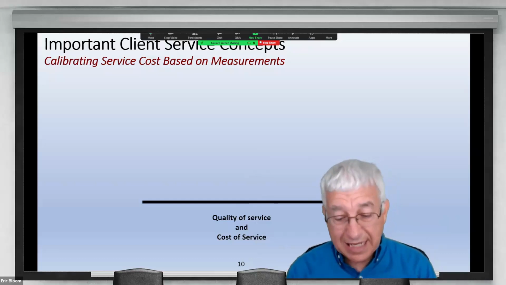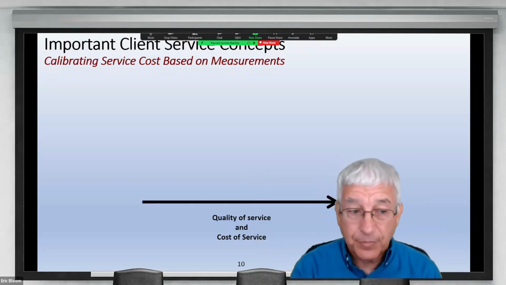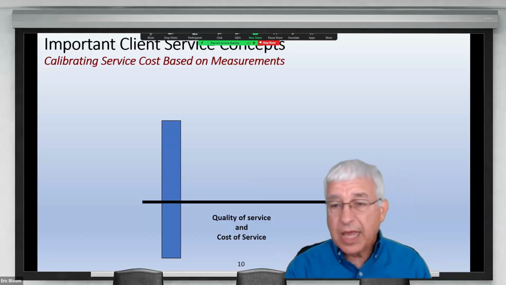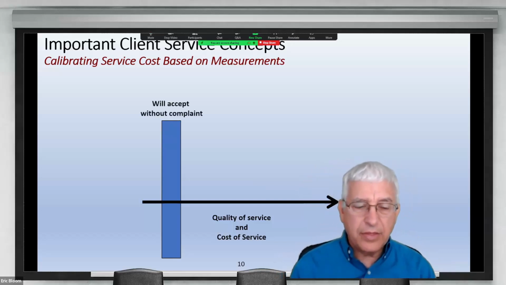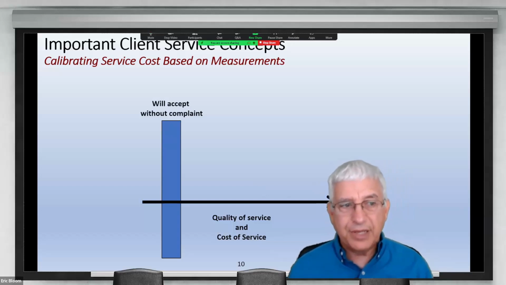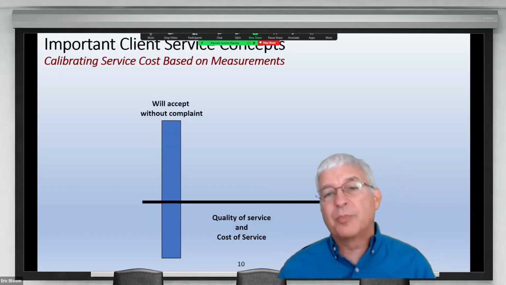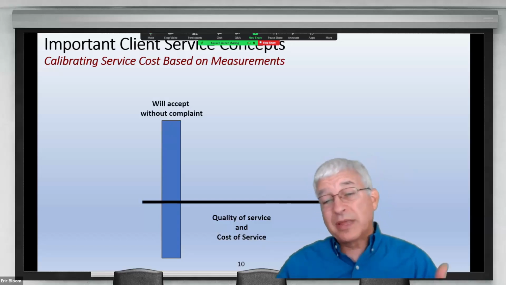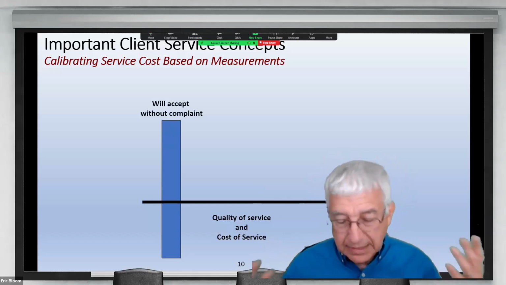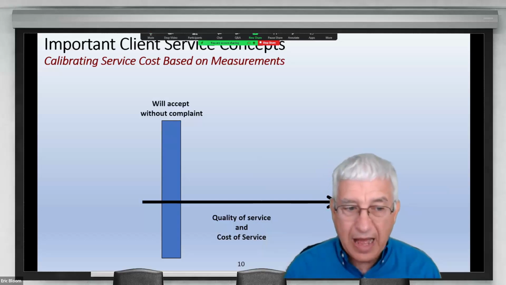But let's face it, it does require money also. So at the low end, you're funding it just enough so that you can do the job, but people will accept it without complaint. They'll roll their eyes when they call the help desk, but you know what? All right, best they can do for how they're funded.